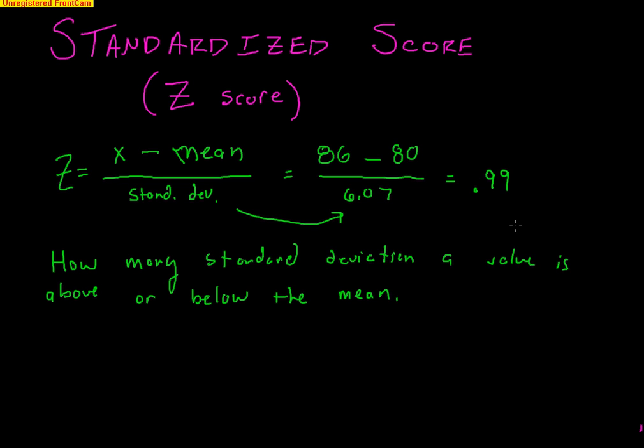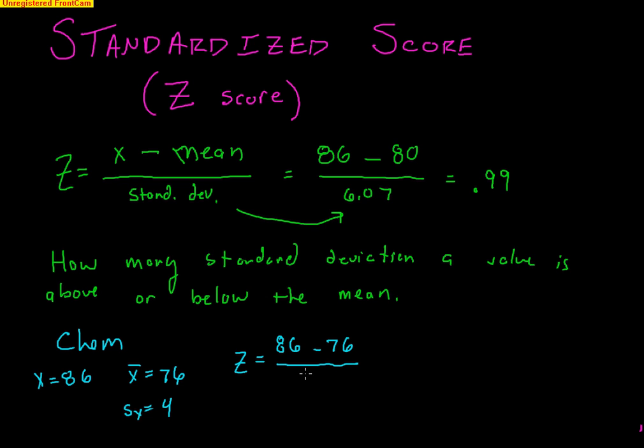Let's just say that in chemistry, so I'm going to use a different color here to talk about chemistry, Brian's chemistry class, he also scored an 86. But the mean in his chemistry class was a 76, and the standard deviation was a 4. So how did he do in his chemistry class? Well, let's find his z-score. He got an 86, subtract the mean of 76 and divide by 4.